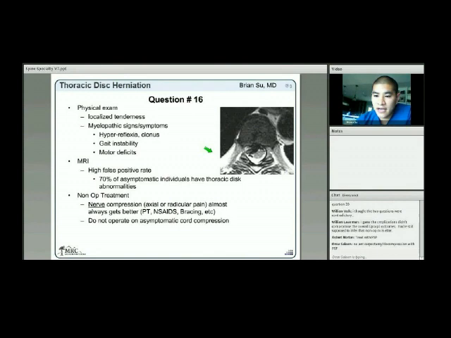For the in-training, I would never operate on asymptomatic cord compression, meaning if they had no symptoms but it looks bad, I wouldn't operate on it. And I would not operate on nerve compression. So if they just have intercostal pain and the rest of their neurological exam is normal, I would treat it conservatively. Physical therapy, NSAIDs, bracing, I would not pick surgery.